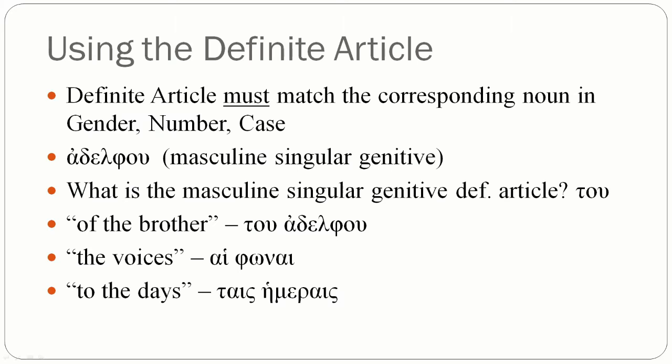Alright, that's a long-winded way of saying, again, the very first point here. The definite article has to match its noun, whatever noun it's corresponding with, the something, whatever that something is. Those two elements have to match up in gender, number, and case. Alright, simple stuff, right? In all of these, you just look at the ending, and you match up the ending of the definite article with the ending of the noun. Easy stuff. Okay, tou adelphou, hai phonai, tais hemerais.